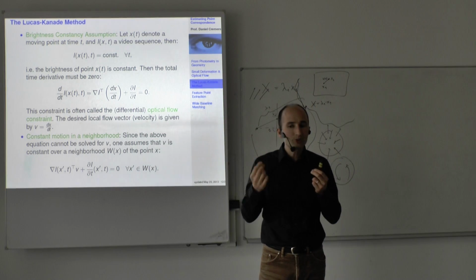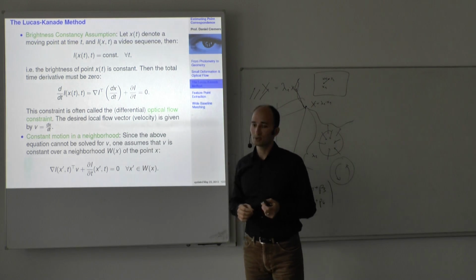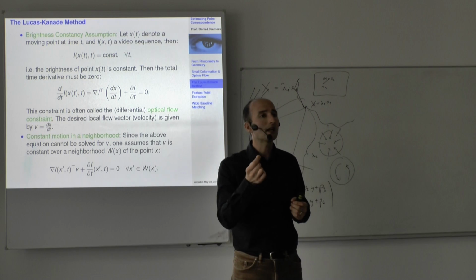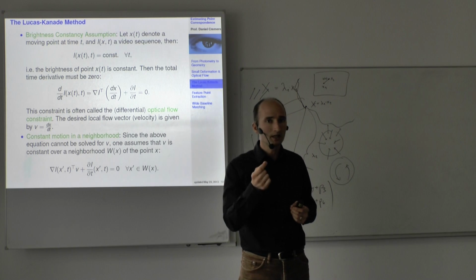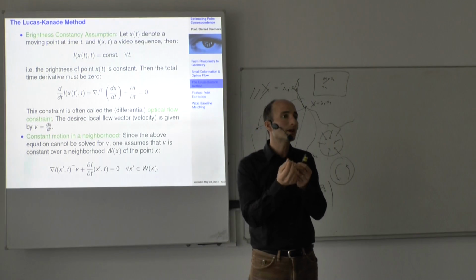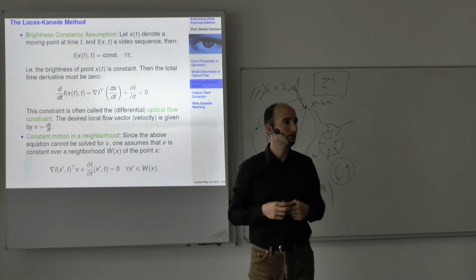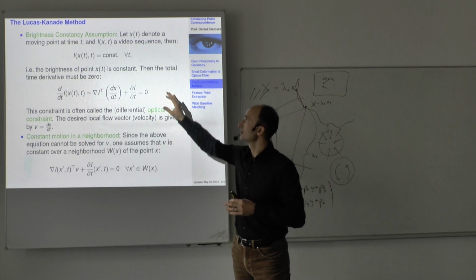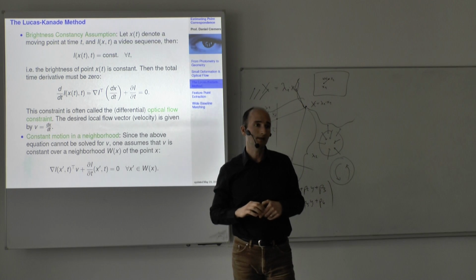There are somewhat improved assumptions. For example, you can assume that the local gradient is constant, so that the change of brightness at that point doesn't change. Then you have some robustness to additive changes of brightness. But typically, these kinds of assumptions are made.